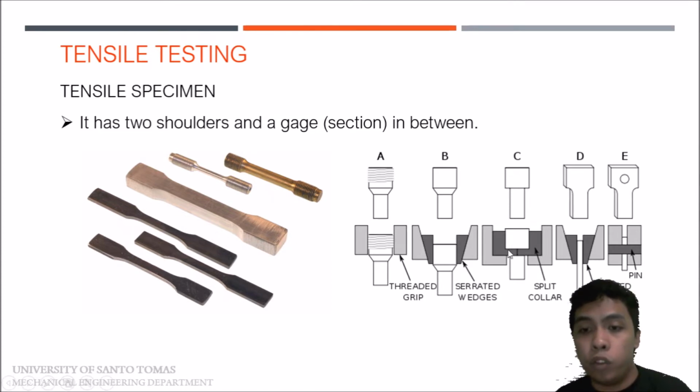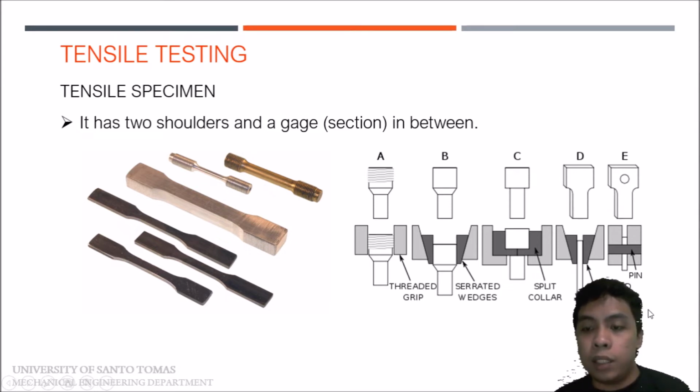We have also split collar. Just like this, pangkalang din. And then serrated wedges for flats. Kasi itong A, B, and C, these are for cylindrical specimens. And for flat specimens naman yung D and E. So si D and E, mas malaki lang siya, may pangkalang din. And then parang ginigrip lang siya using clamps. And lastly, the pin type. So may butas doon sa ating shoulders para dyan pinapasukan ng pin.